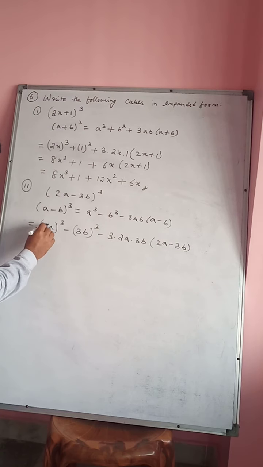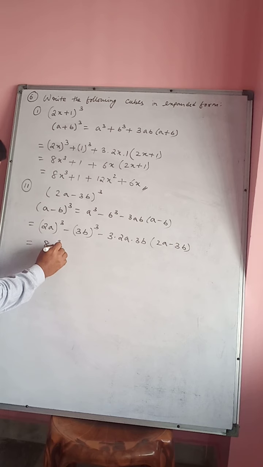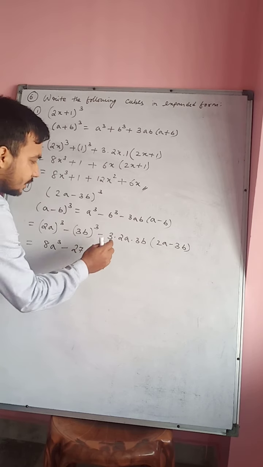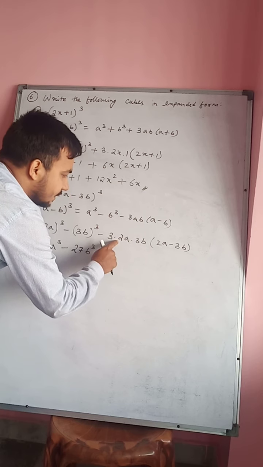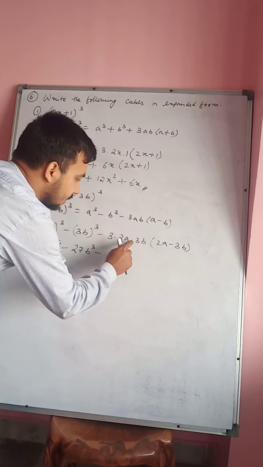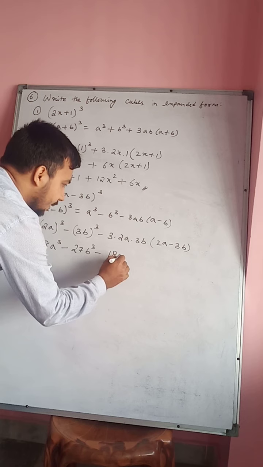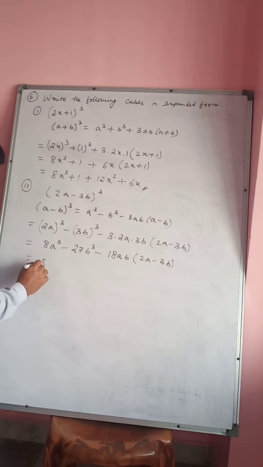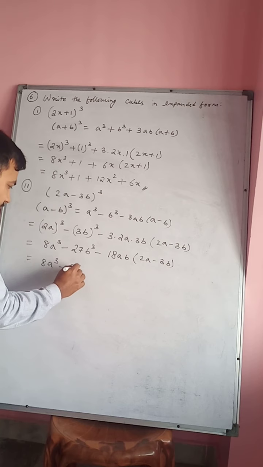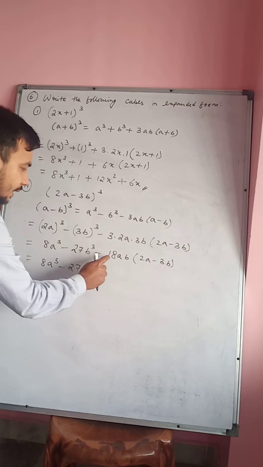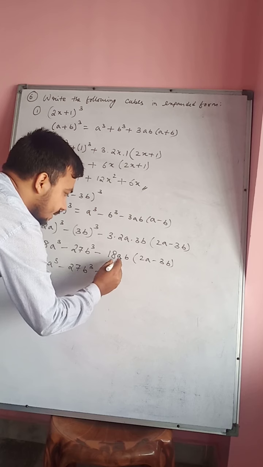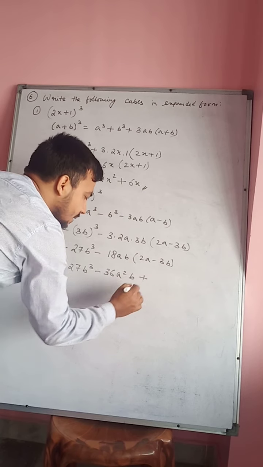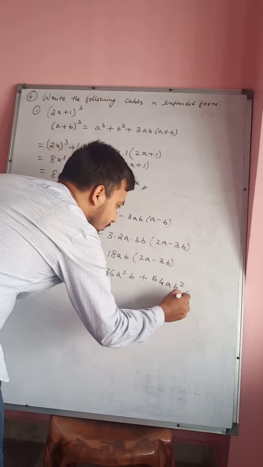So what is 2 cube? 2 cube will be 8a cube. What is 3 cube? 27b cube, minus 3 2s are 6, 6 3s are 18 ab, then (2a minus 3b). So this will be 8a cube minus 27b cube minus 18 2s are 36, a square b, and minus minus plus, ab square.